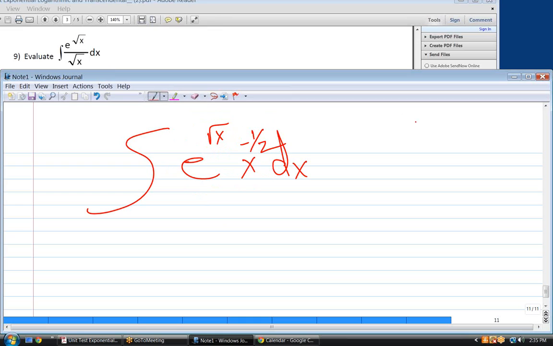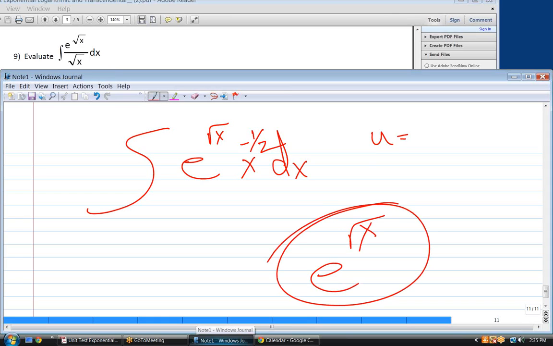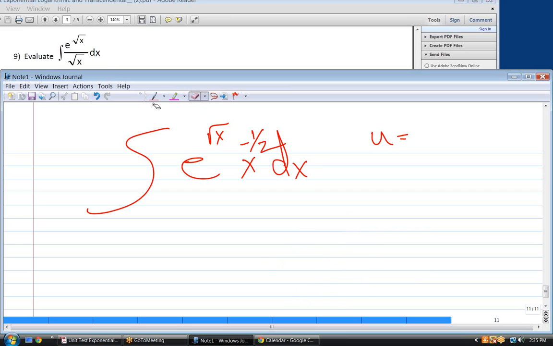What's u? x to the negative 1/2. No. When you think of what to make u, think of how we're going to integrate it. Can you integrate this? I can't integrate that. No, so make u this. I can integrate e to the u. That's the beauty of e to the x, it's the one function whose integral is the same. So let's let u equal square root of x. Now what's du equal?